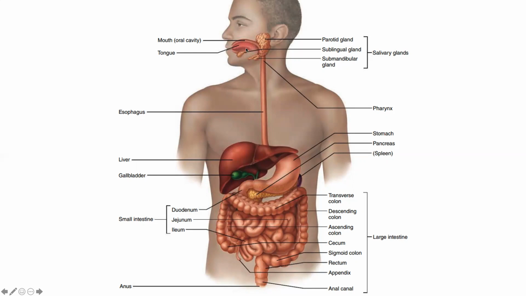And then once we eat the food, we get into the oral cavity, we chew, and we start to swallow. It goes into the pharynx. From the pharynx, it goes along the esophagus, which transports it into the stomach. From the stomach, it will go into the duodenum, jejunum, and ileum, which are the parts of the small intestine. And finally, it will go to the cecum, ascending colon, transverse colon, descending colon, sigmoid colon, rectum, and anal canal.